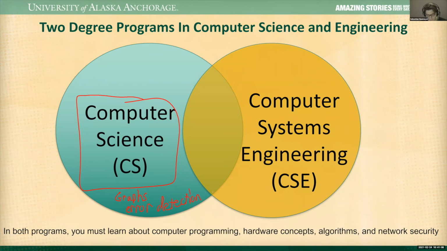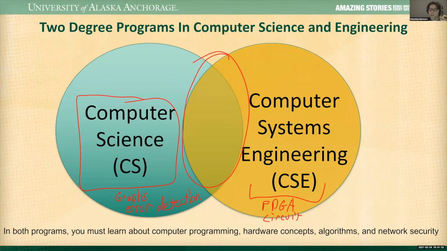And then there's computer systems engineering, and this is the FPGA circuit and circuits stuff that I was talking about. But it's really a spectrum, and there's quite a bit of overlap with each other. So in either one you take, there are still plenty of classes. Like in both programs, you're going to start with programming classes and data structures, for example. But then you kind of differ from there.